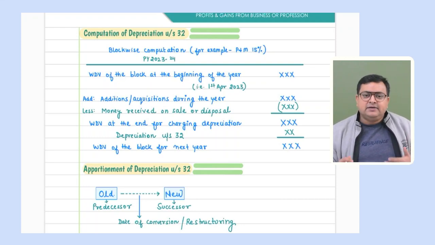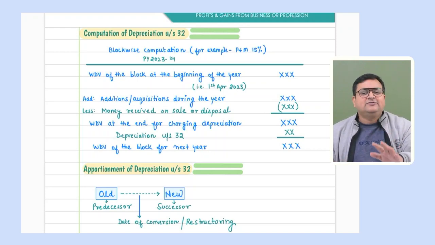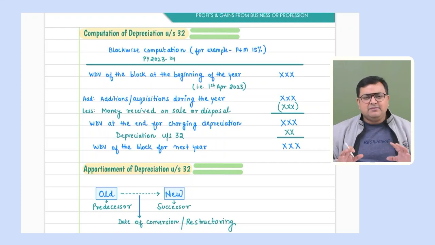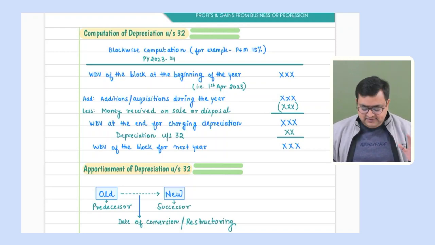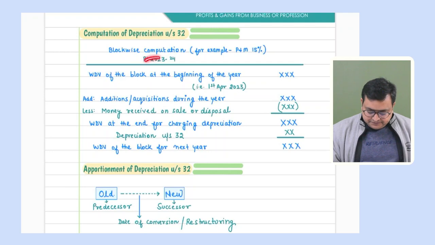Practically, it happens that a business has so many assets, so they have 2, 3, 4, 5 blocks also. But in exams, generally a maximum of 1 or at most 2 blocks can be there. Sometimes it could be 3, but generally they will give you either 1 block or 2 blocks. That's it.